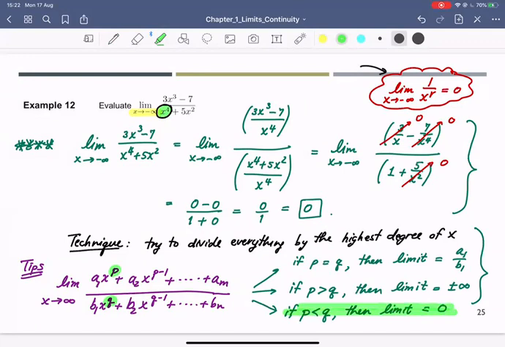So if your bottom is lighter, you can expect your answer to be plus or minus infinity. And when they are balanced, you can just use the ratio of the coefficients as your answer.